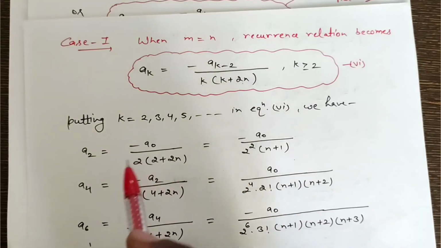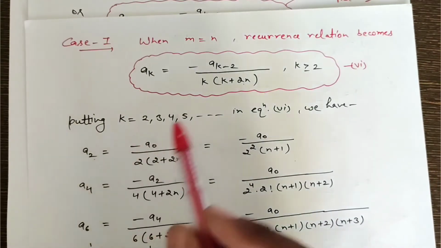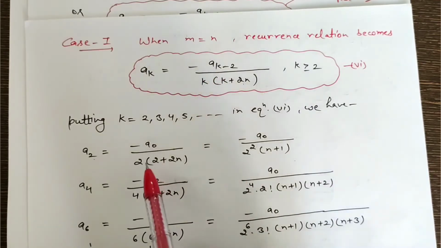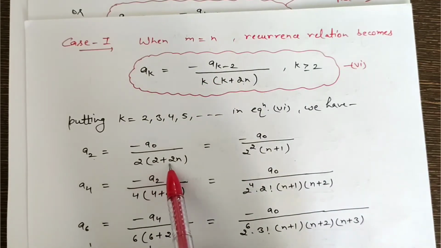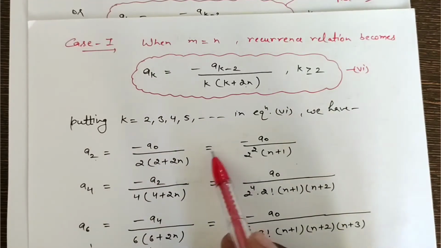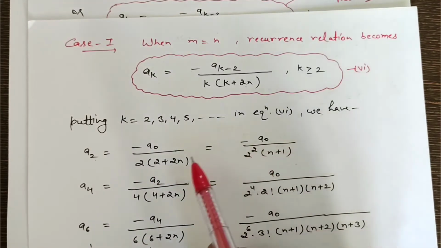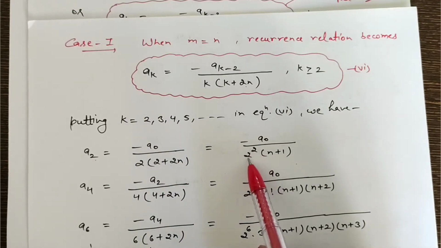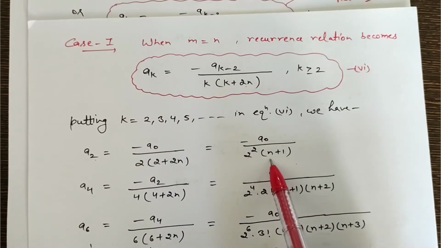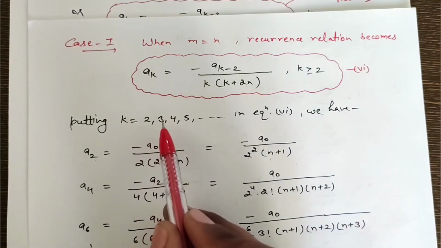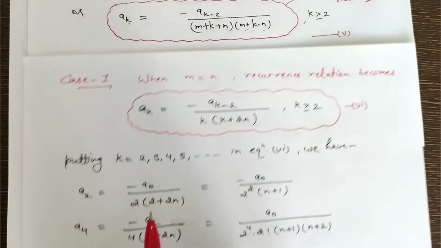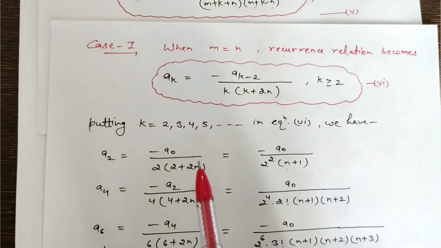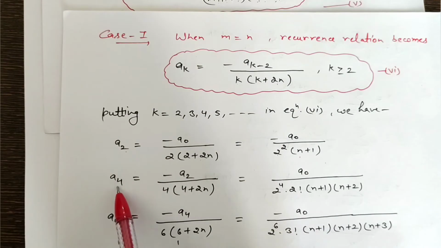After putting k equals to 2, we can have a2. Just put k equals to 2 in this recurrence relation, it will be minus of a naught divided by 2 into 2 plus 2n, and this can be simplified as minus of a naught divided by, taking 2 common from this term, 2 raised to power 2 into n plus 1. So now no need to put k equals to 3, because we had already mentioned that these odd coefficients will be 0. So after this we will find the value of a4.